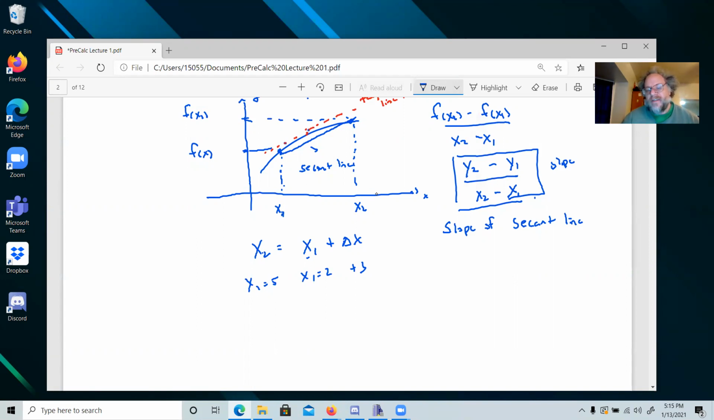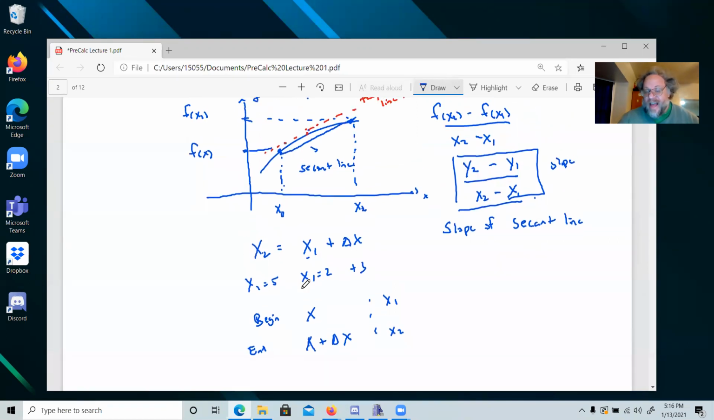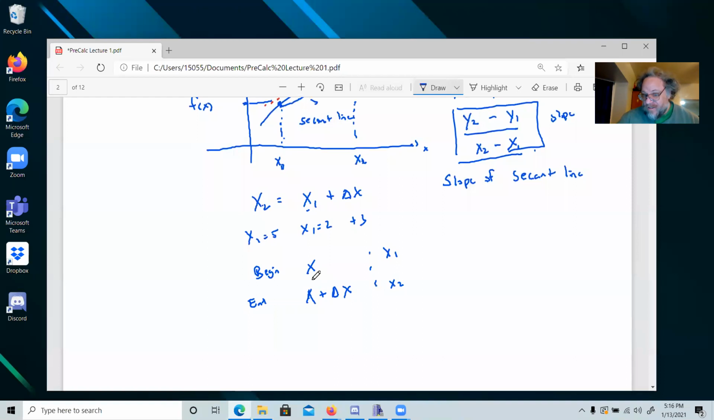And at that point, we kind of throw away the numbers and we just say that x2 is x plus delta x. We don't really deal with the numbers because we're trying to say this is for any x. So we have a begin point of x. We have an end point of x plus delta x. In the previous one we did, this is just x1, x2. We're not changing anything. I'm talking about the same 2 points, except now they're dressed up more.